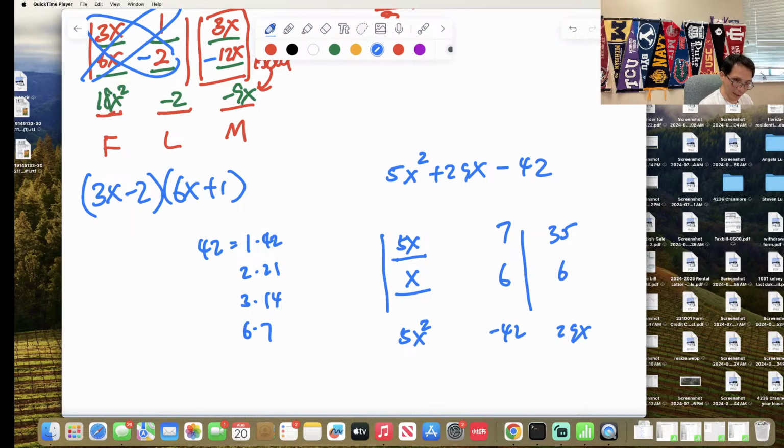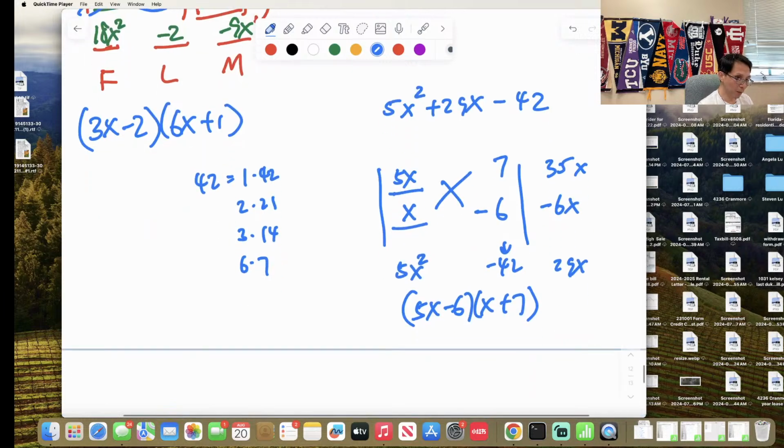Right? And 6x. Is that okay? Now which one needs to be negative? This is a negative, right? Which one needs to be negative? 6. So this is negative. And guess what? You just solved it. 5x minus 6 times x plus 7. Is that easy?